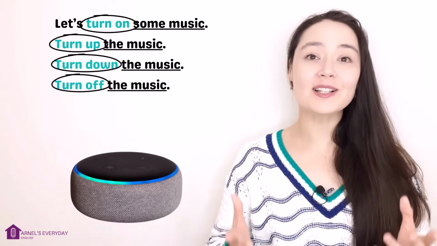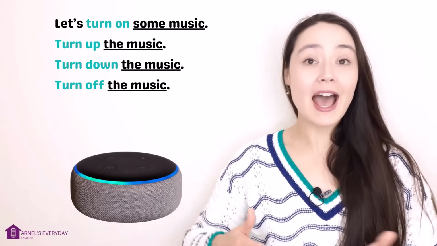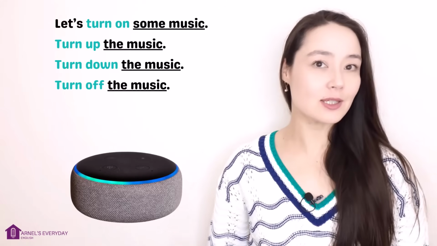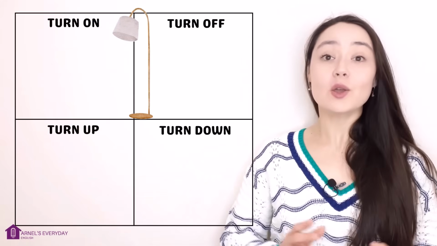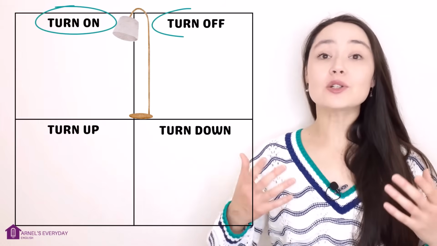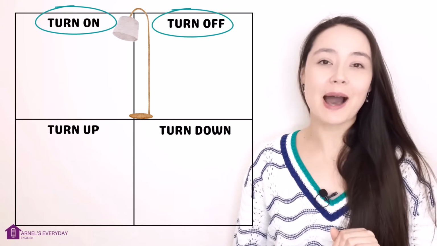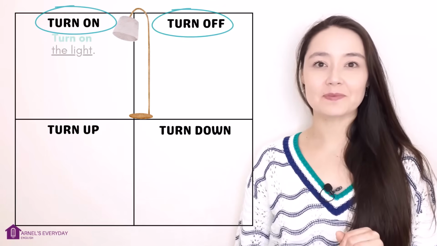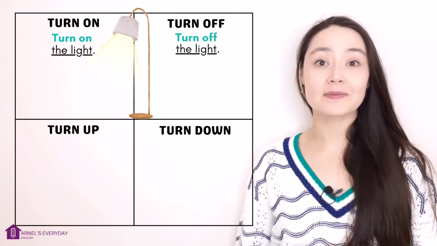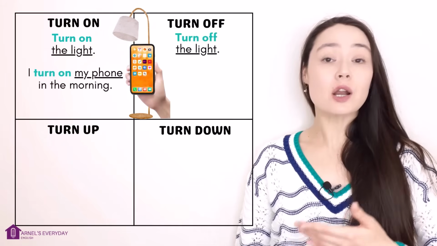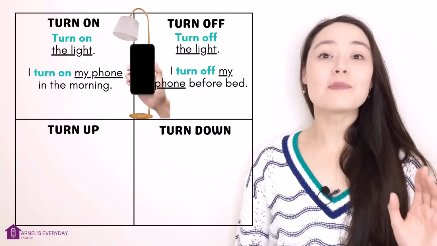Those are phrasal verbs. I'll speak to you more about the grammar of phrasal verbs as we continue, but for now, let's do some more examples. We use turn on and turn off when something is powered by electricity. Turn on the light. Turn off the light. I turn on my phone in the morning. I turn off my phone before bed.